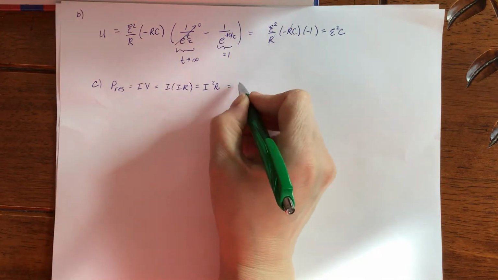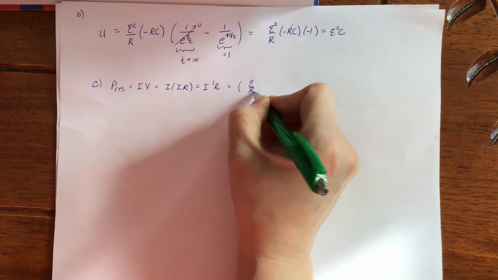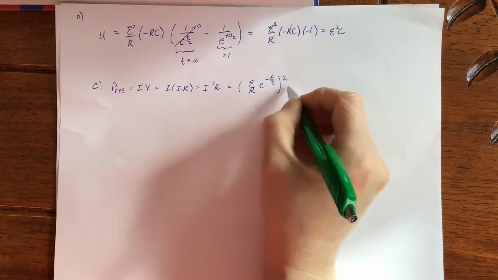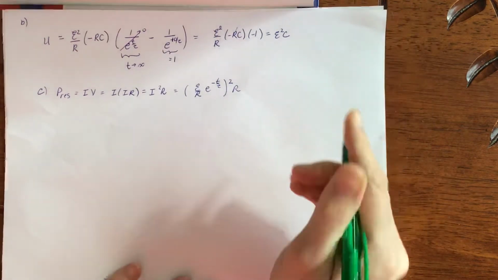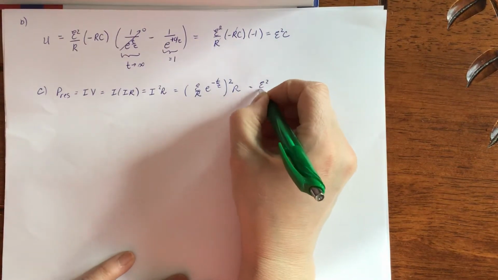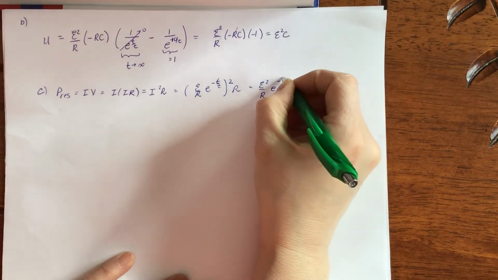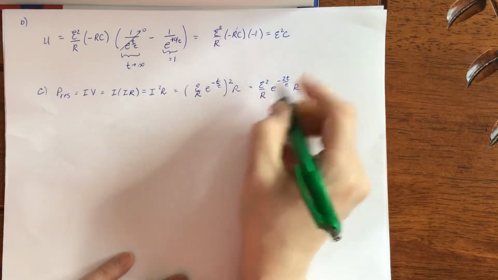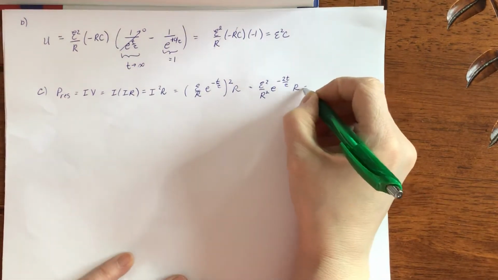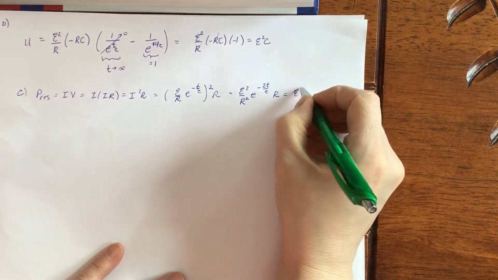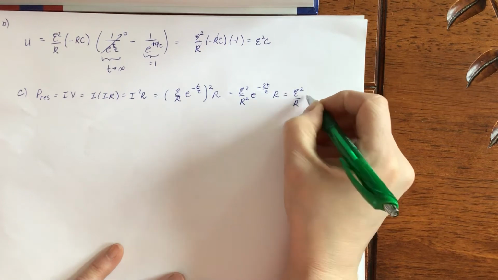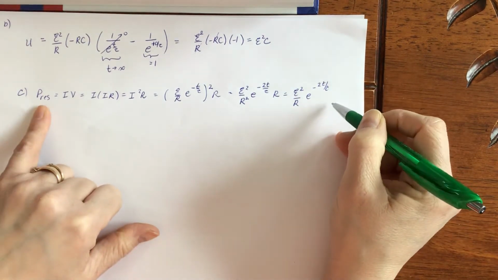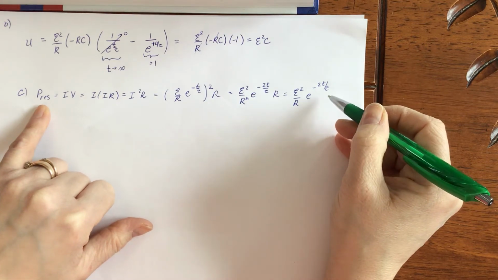So we've got epsilon over R e to the minus t over tau. That whole guy is squared, and then we multiply by the resistance. So we've got epsilon squared over R e to the minus 2t over tau times the resistance R. Oh, I forgot to square my R down there. Leaves us with a final expression of epsilon squared over R e to the minus 2t over tau. There's the expression for the power dissipated in the resistor over time.